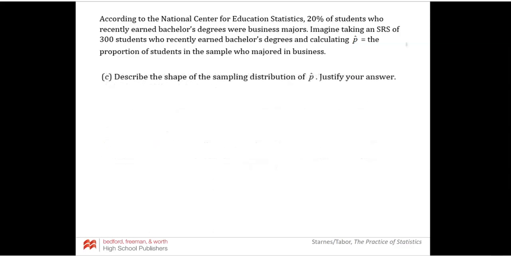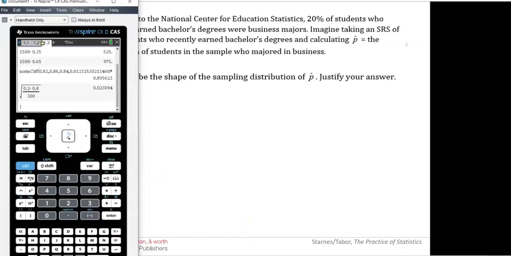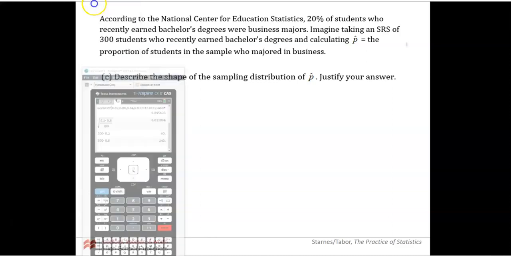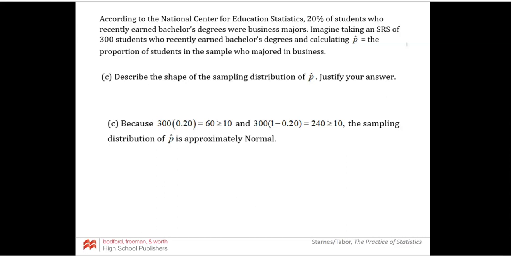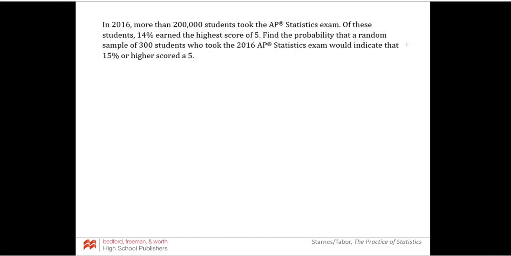Describe the shape. So if it passes the np condition, the successes and failures have to be at least 10. So 300 times 0.2, 300 times 0.8. Those are at least 10 for each of those. So it does pass the condition. So it's going to be approximately normal. And then you can answer questions about that if they ask you more by drawing the normal curve, normalcdf.